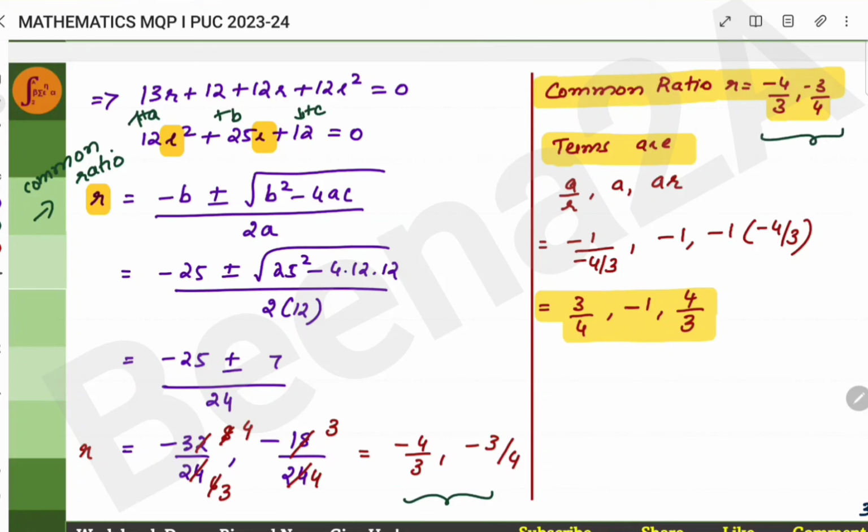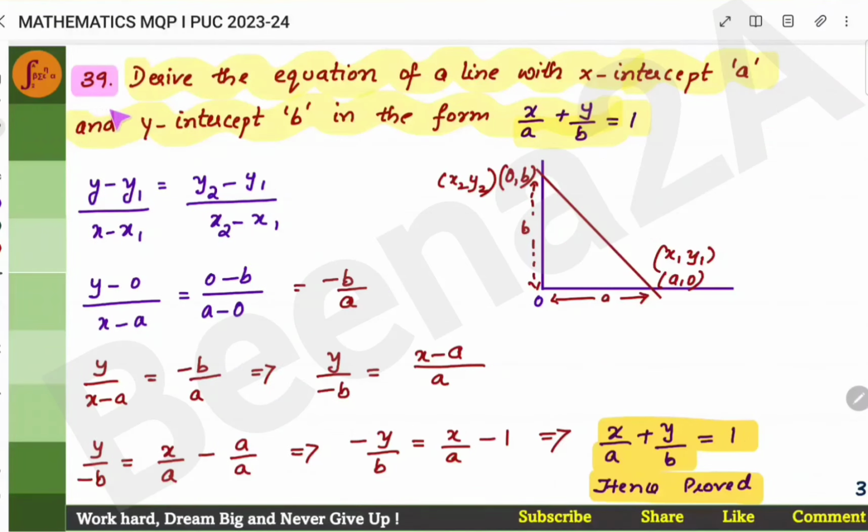Now we'll have to find out the terms. What are the terms? A by R, A and AR. We know the value of A and we also know the value of R, right? You substitute the value of R, substitute the value of A, and this will be your three terms: 3 by 4, -1 and 4 by 3. Let's look at the next problem.